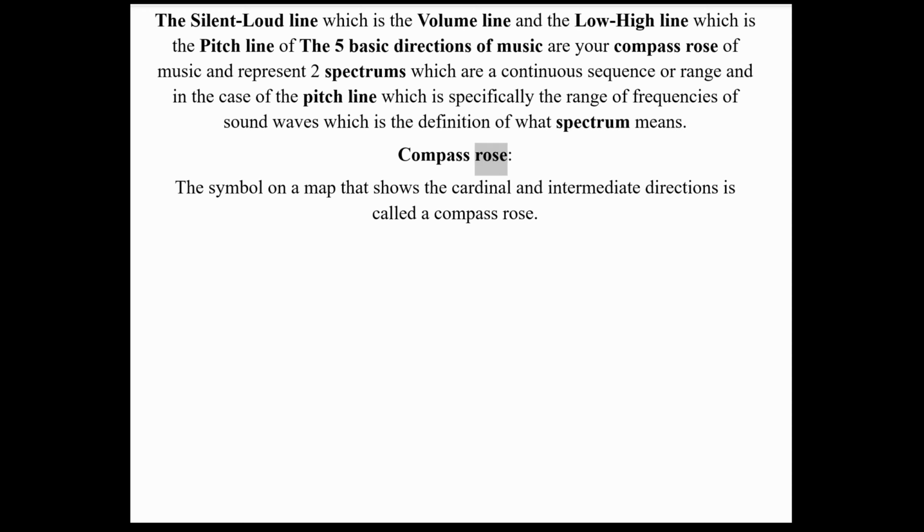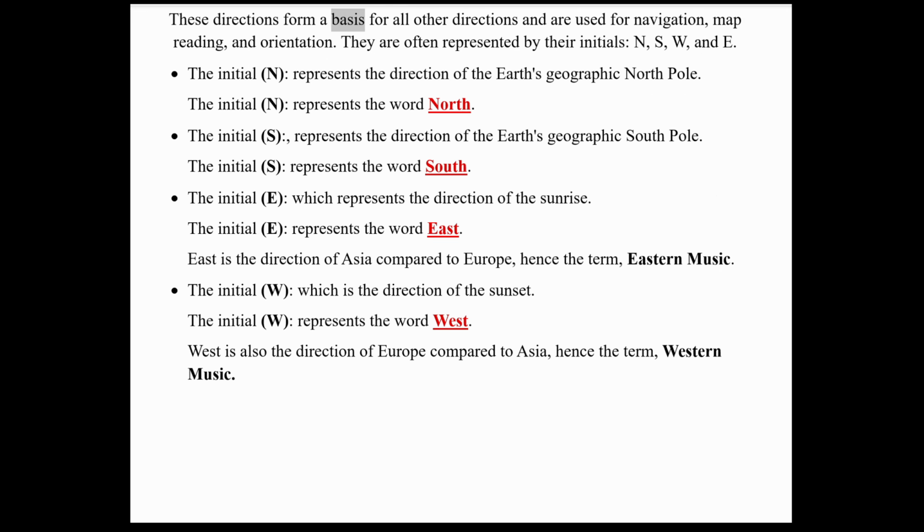Compass rose. The symbol on a map that shows the cardinal and intermediate directions is called a compass rose. These directions form a basis for all other directions and are used for navigation, map reading, and orientation. They are often represented by their initials, N, S, W, and E. The initial N represents the direction of the Earth's geographic North Pole. The initial N represents the word north.